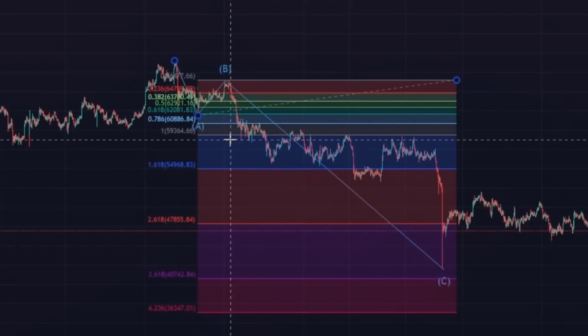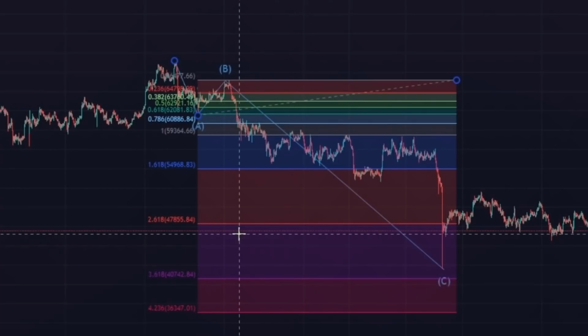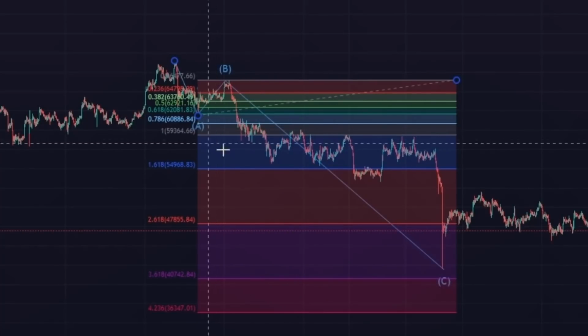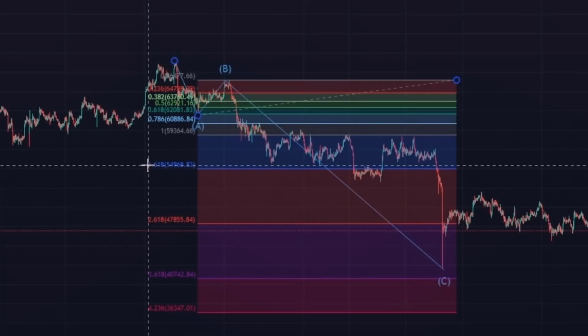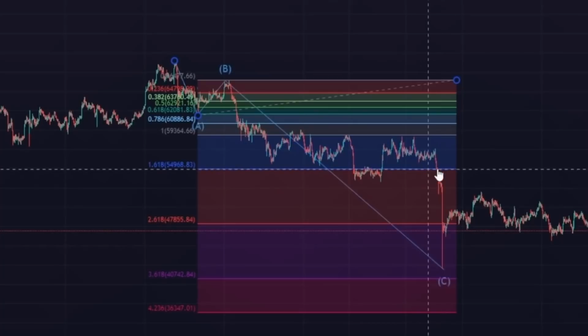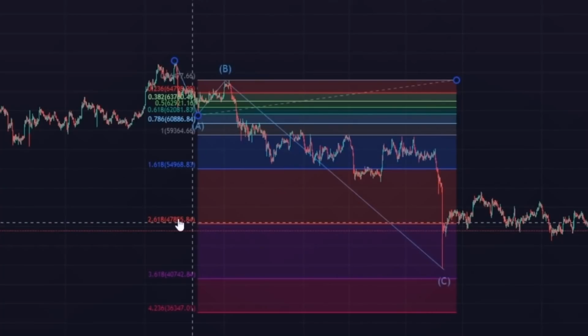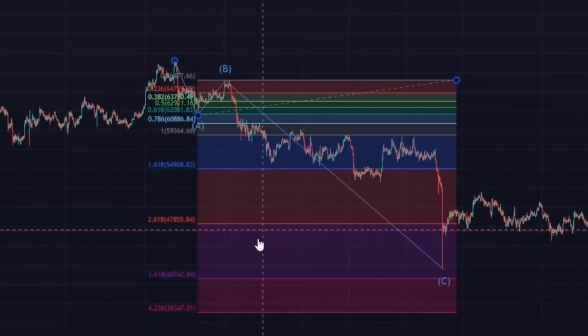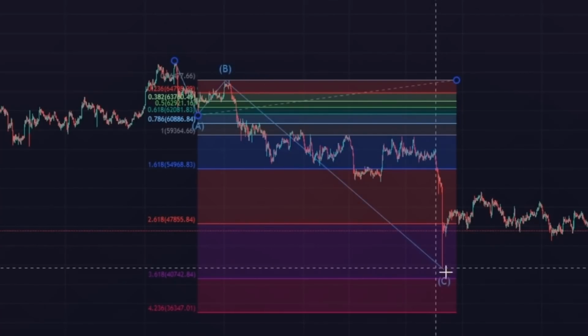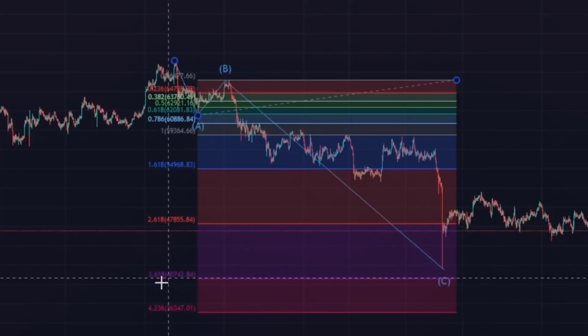Now, this pattern, we'd have several take profits. So obviously we would have had our 1.618, which would have been our take profit 1. Our take profit 2 would be the 2.618, and then our third take profit, which it would have just missed, but not far off of, would have been the 3.618.